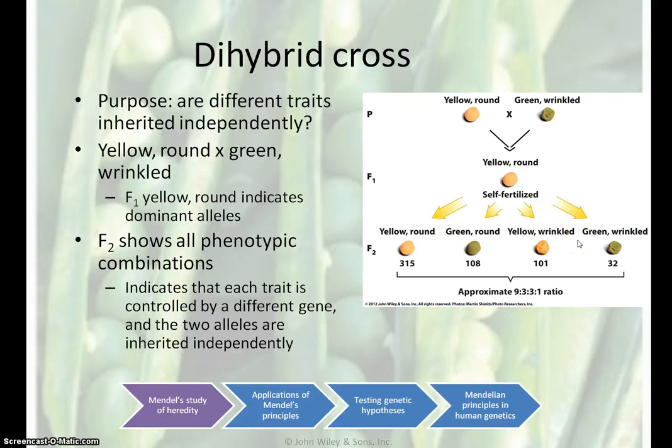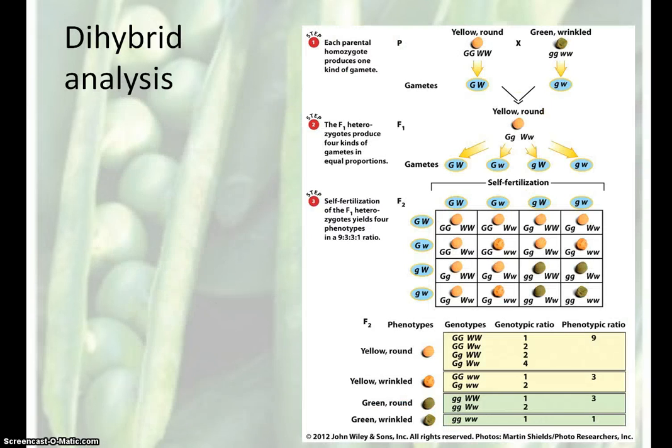So what this means is that he concluded that each trait is controlled by a different gene, and that the two alleles, or the two genes, are inherited independently. If he had gotten, again, all yellow round and all green wrinkled, that would mean that they are inherited together, but they're inherited independently, and therefore he's able to see all four phenotypic combinations. Now, interestingly, he found these phenotypic combinations in a 9:3:3:1 ratio. So let's explore that a little further.